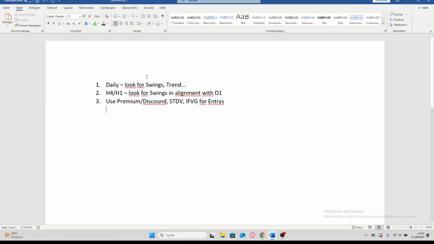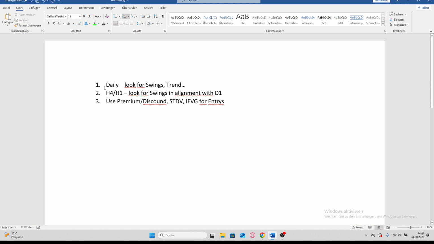So the first step we want to do is look at the daily chart. We want to look for swings. We want to analyze the general trend, where resting liquidity is, so previous day highs and previous day lows. Then the second step, also on this we want to create our daily bias. Then the next step is we want to find a 4-hour and also an hourly swing in alignment with the daily trend. So for example, if we have a bearish daily bias, we want to see a bearish swing forming on the 4-hour chart or on the hour chart. The best case is we see the swing on both time frames. And this is an A+ setup, what we look for.